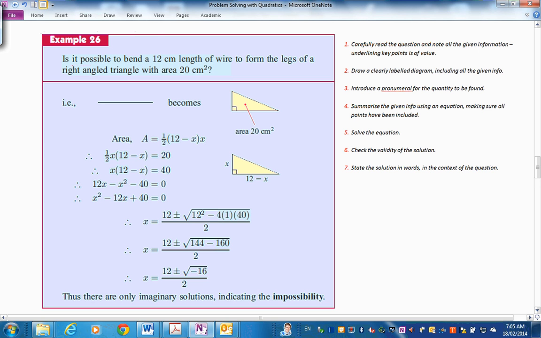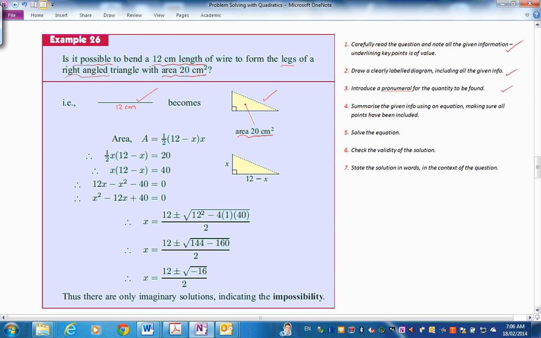Is it possible, oh this is interesting, is it possible to bend a 12 centimetre length of wire to form the sides of a right angle triangle with an area of 20 square centimetres? We've underlined information, let's draw the diagram. So a piece of wire 12 centimetres, I'll put that in there, becomes this thing here with an area of 20. So we've got all the information there.